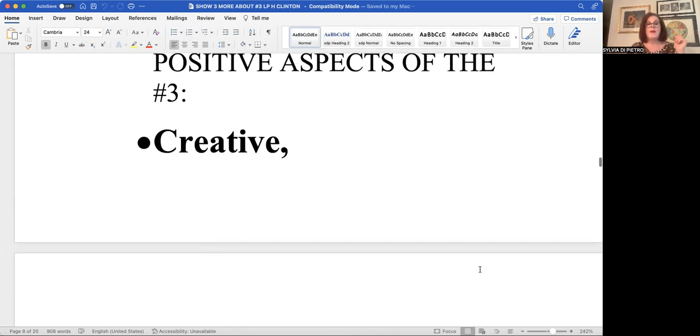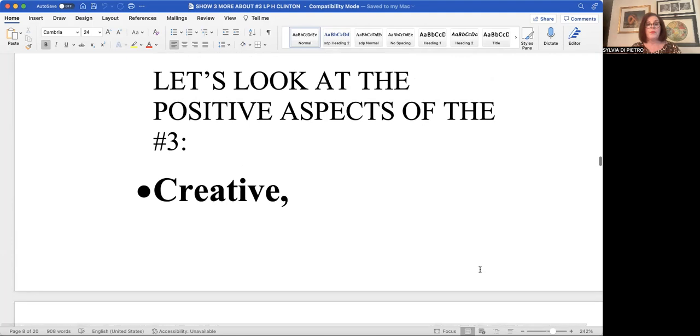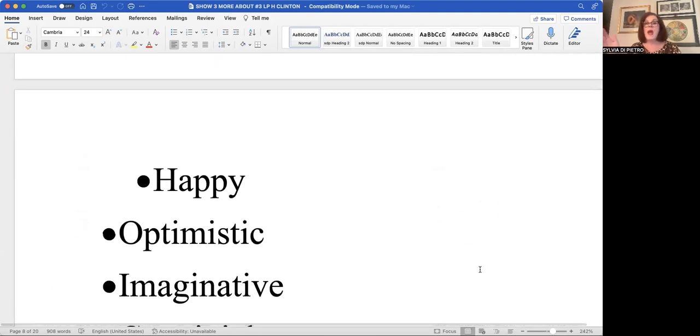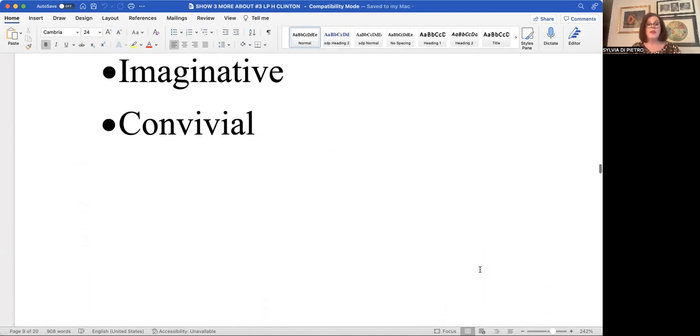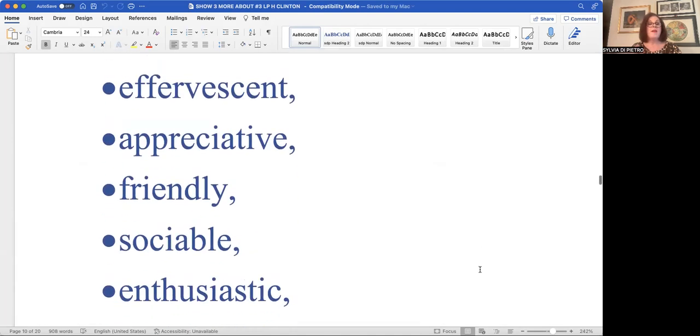So let's look at the positive aspects of the number 3. It's creative. It's a happy number. Positive. When it's happy, it's really happy, okay? It's optimistic, it's imaginative, it's convivial, it's effervescent, it's appreciative. And, you know, when you're appreciative and you live in gratitude for all the things that the universe sends you, the universe just keeps sending it and sending it and sending it.